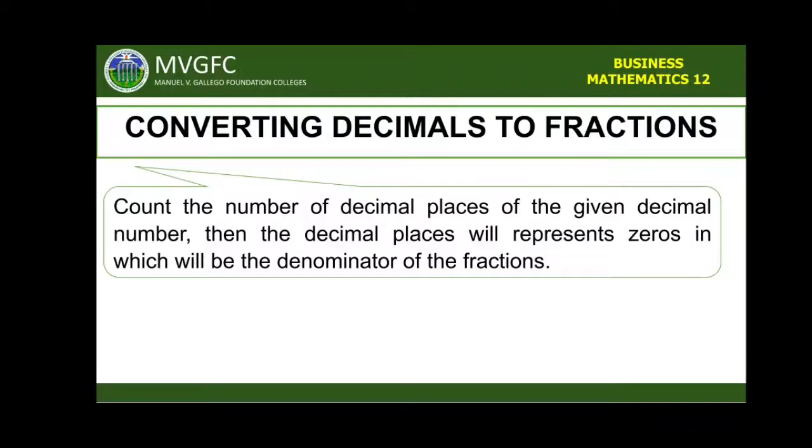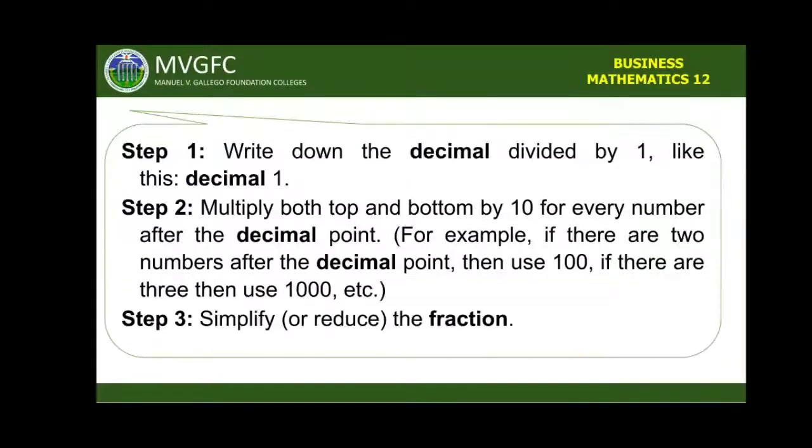In this area, you need to count the number of decimal places of the given decimal number. Then, the decimal places will represent zeros, which will be the denominator of the fraction. Let us now follow several steps in converting decimals to fractions.